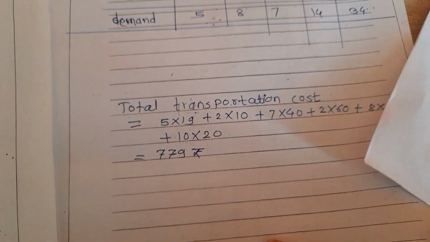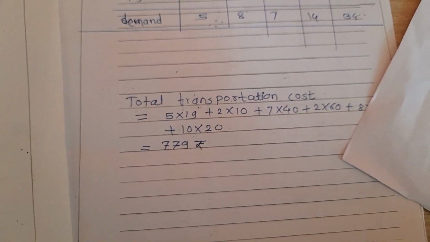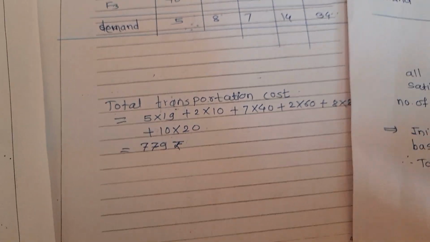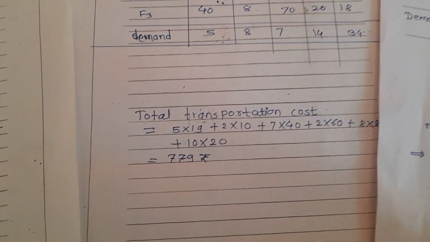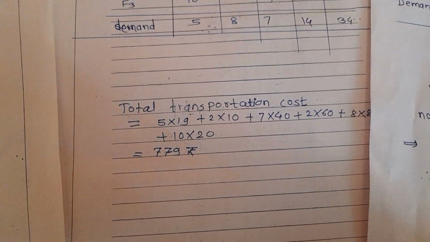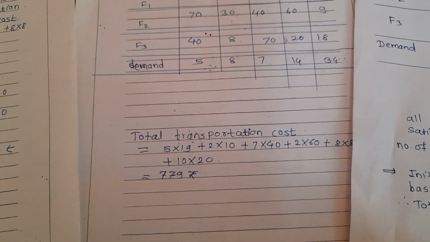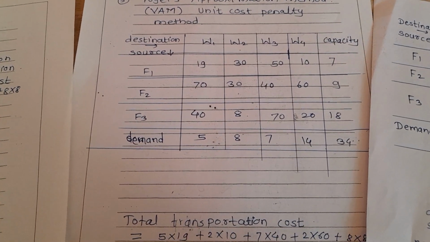Therefore Vogel's approximation method gives us the minimum cost to minimize our transportation cost, and it is the most widely used and applicable method, and it gives a near optimal solution. Therefore for finding the optimal solution, the most used method is Vogel's approximation method, that is the unit cost penalty method.